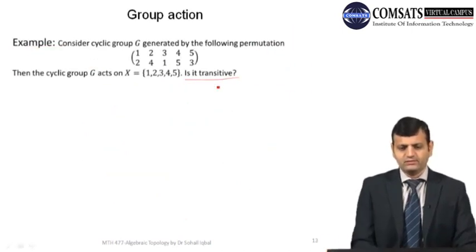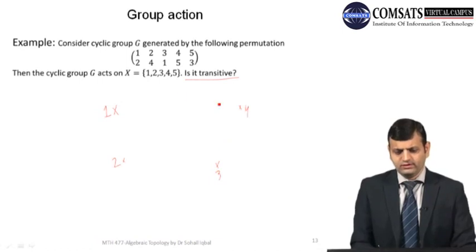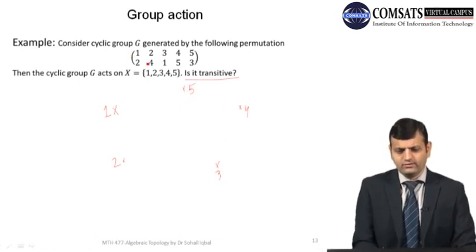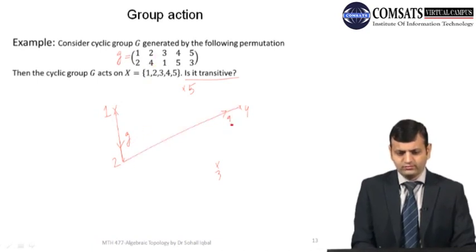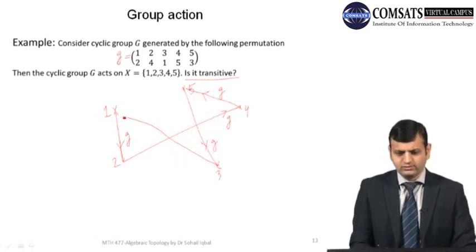Now, is this action transitive? Once again, let's call this element 1, this element 2, 3, 4, 5, and this is our element g. So this g takes 1 to 2, and g takes 2 to 4, and then this g takes 4 to 5, and it takes 5 to 3, and it takes 3 to 1.